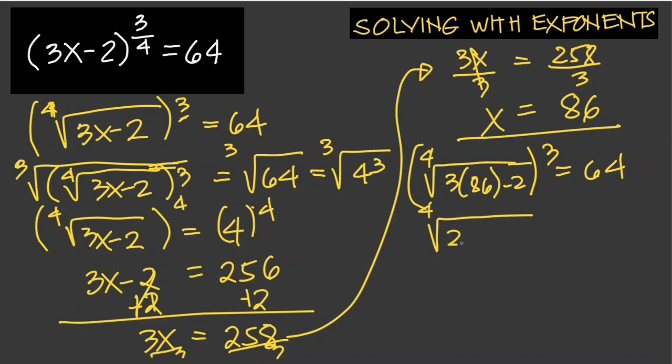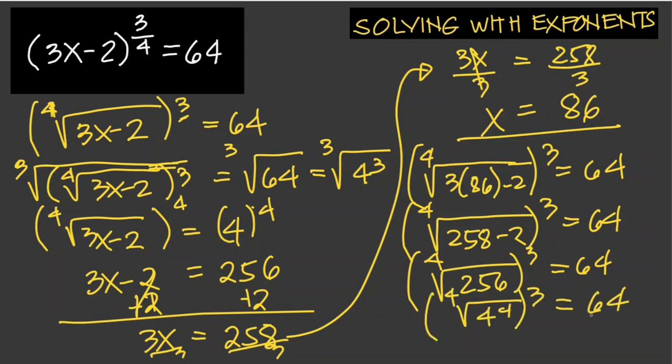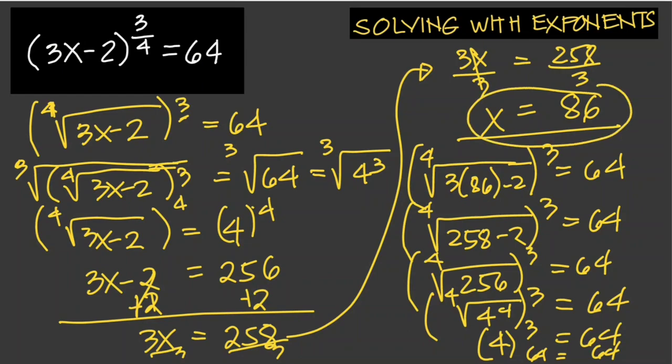Okay, let me write that. 258 minus 2, cubed, equals 64. That is 256. So the fourth root of 256. 256 can be written as 4 to the fourth, cubed. So this is just 4 raised to the power of 3, which is 64. And 64 is equal to 64, which is true. So that means x equals 86 is a solution to this problem.